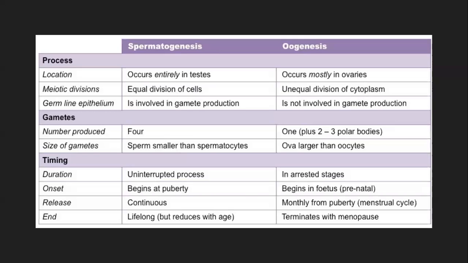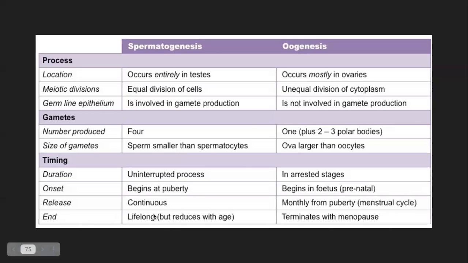Onset of spermatogenesis begins at puberty, and in case of oogenesis, it begins at fetal development, that is called the prenatal period. Prenatal, that is before the delivery. Postnatal, that is after the delivery. Release: spermatozoa are continuously released, and in case of oogenesis, ova are released monthly from puberty, during each menstrual cycle.